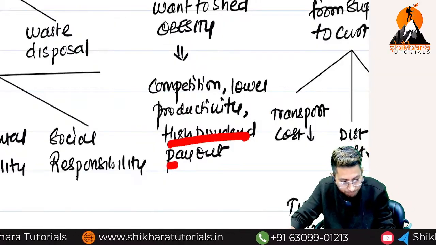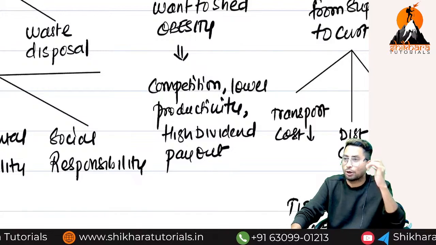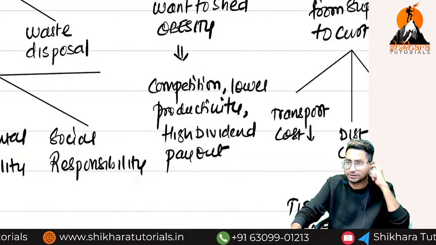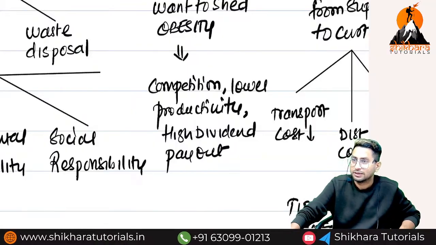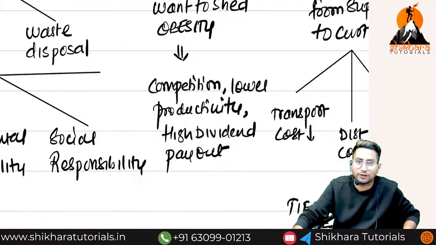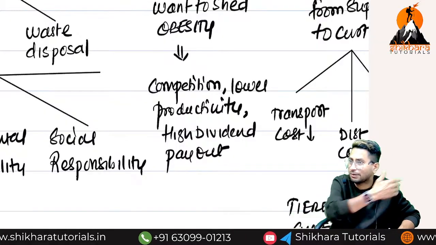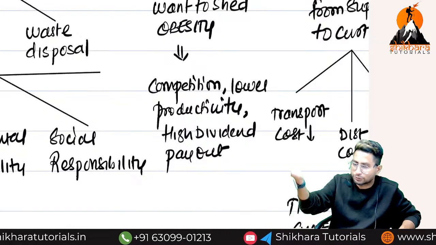Plus, high dividend payout. I have already promised my shareholders that I am going to pay high dividend at the time of taking investment from them. And in case my profits are very less, how will I pay dividend? So I will remove some employees, save that money, profits will increase, pay dividend.